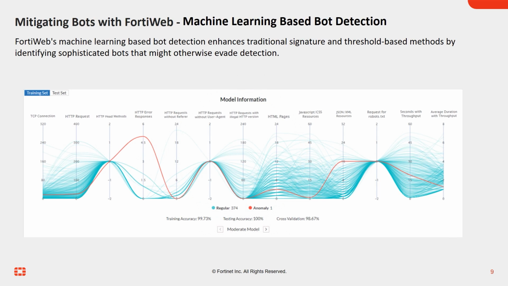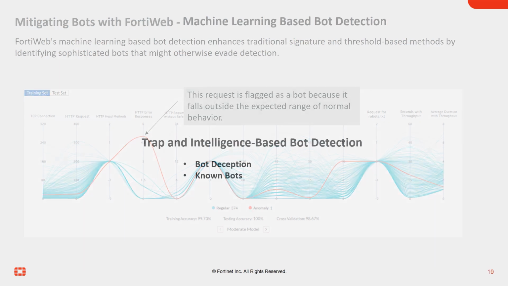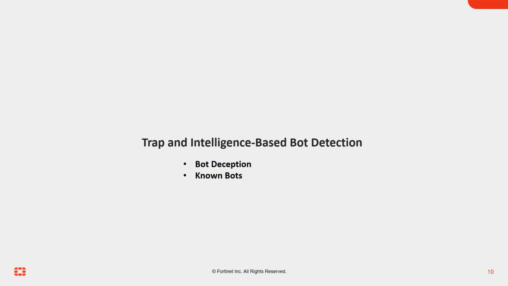That includes things like the rate of HTTP requests, use of illegal HTTP versions, or missing headers. And here's the best part. There's no need to manually set thresholds. If a request doesn't match the learned normal behavior, FortiWeb flags it as a bot. Simple as that. Next, let's take a look at the features that catch bots proactively, either by setting traps or using built-in intelligence to spot them.